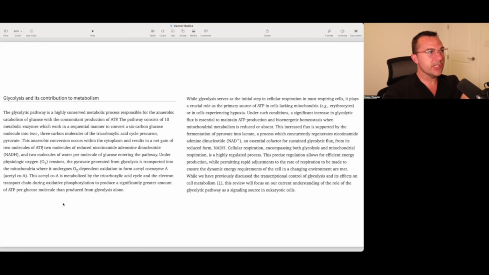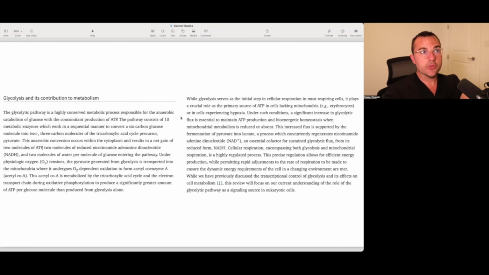Under physiologic tensions, the pyruvate generated from glycolysis is transported into the mitochondria where it undergoes O2-dependent oxidation to form acetyl-CoA. The acetyl-CoA is metabolized by the TCA cycle and the electron transport chain during oxidative phosphorylation to produce a significantly greater amount of ATP per glucose molecule than produced from glycolysis alone.